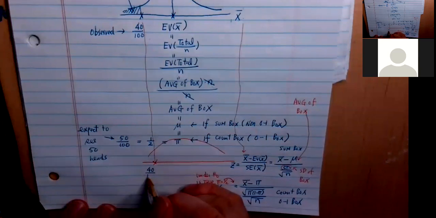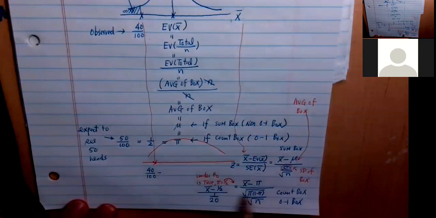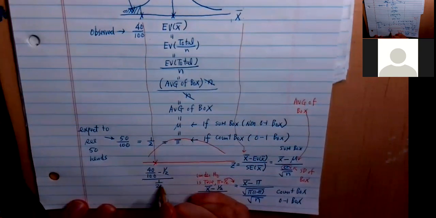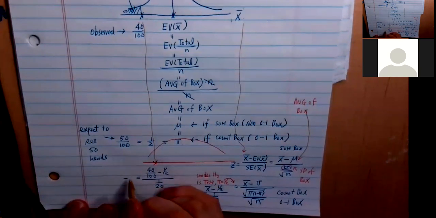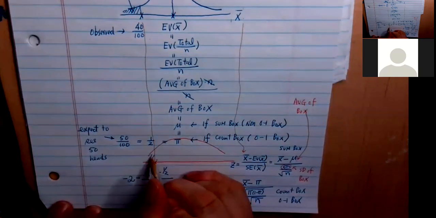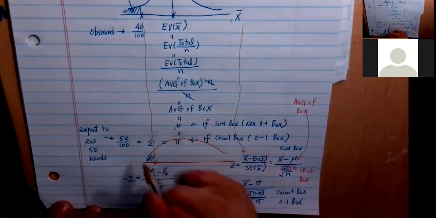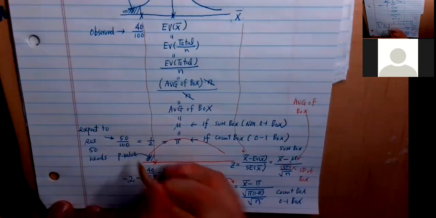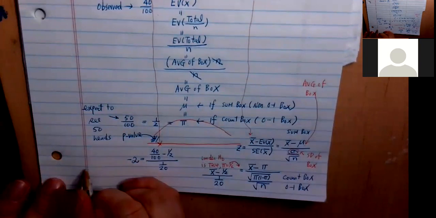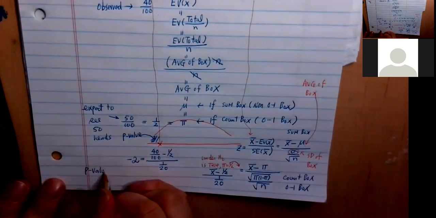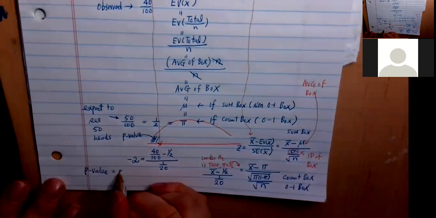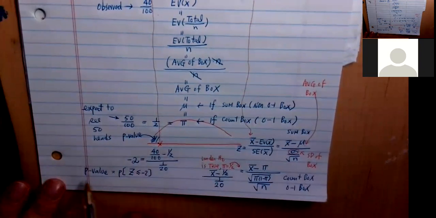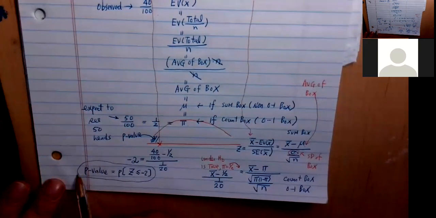30 out of 100, subtract by what? 1/2, divided by 1 over 20. This number converts to what? Converts to minus 2. Okay? So the shady area is a p-value, right? This is a p-value. So the p-value is just equal to the probability of z-score less than or equal to minus 2. And with the z-table, we should be able to find this number, okay?